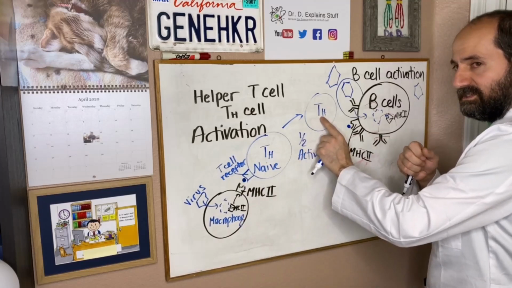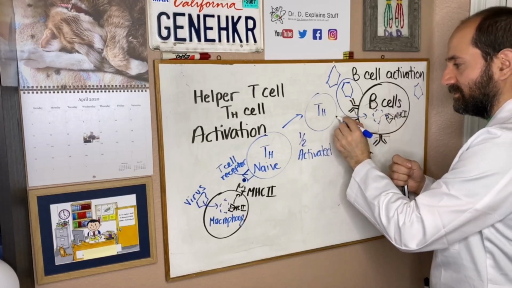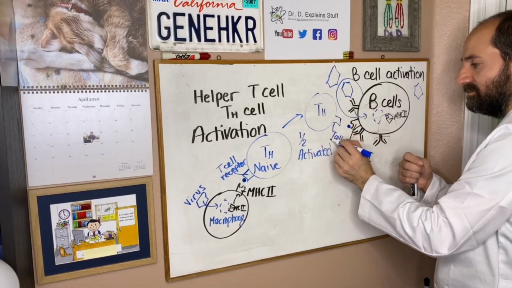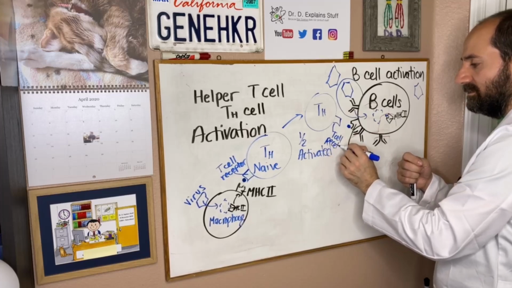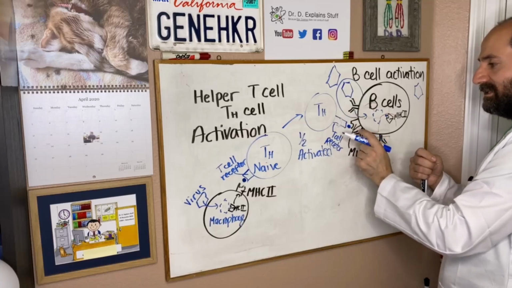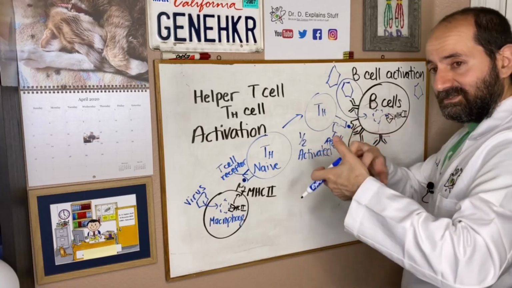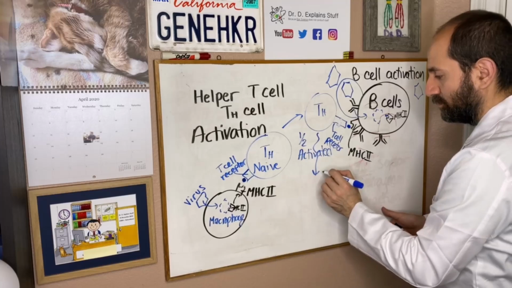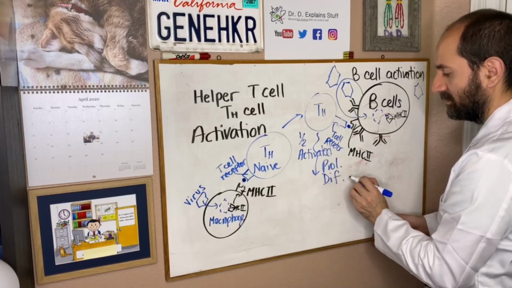This helper T cell was halfway activated. Well, guess what? It's about to become fully activated. You know why? Because with its T cell receptor, it's going to recognize, you see, it's going to recognize the same antigen presented by B cells. That's the second handshake it needed. So the helper T cell proliferates and differentiates.